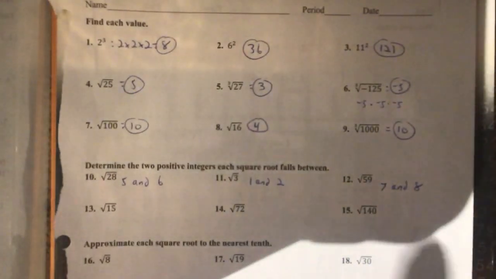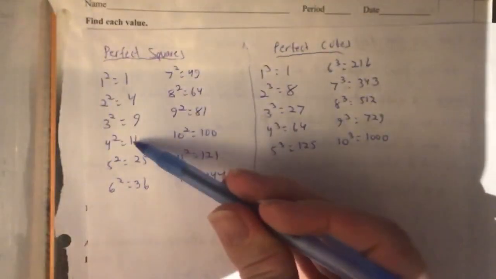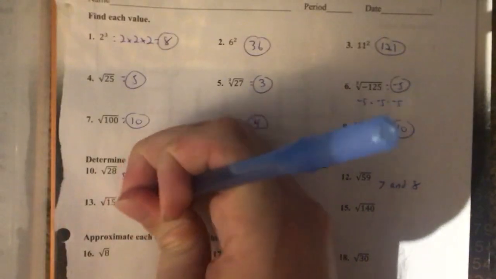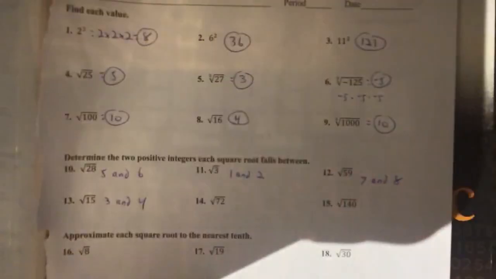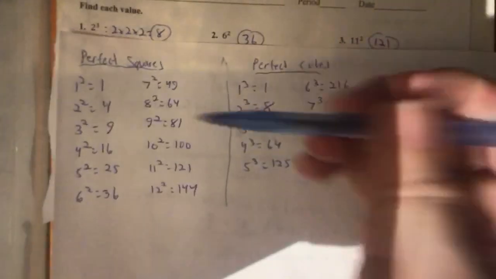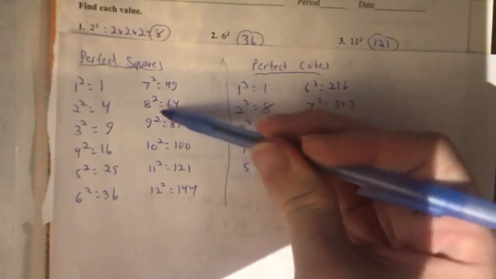Square root of 15 is between 9 and 16. That's 3 squared and 4 squared, so 3 and 4. Square root of 72. That's between 64 and 81. That's 8 and 9.